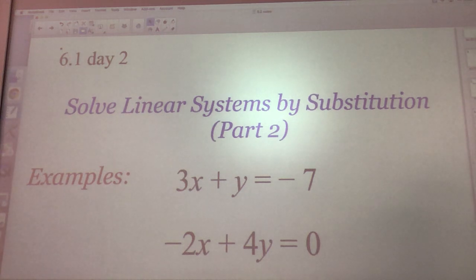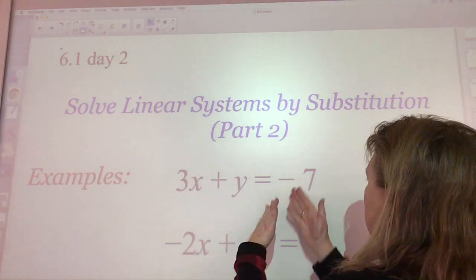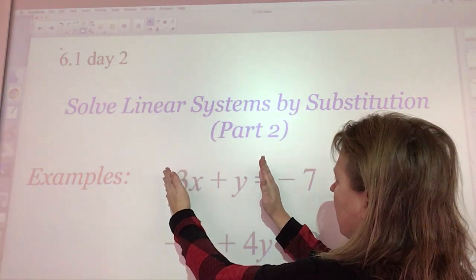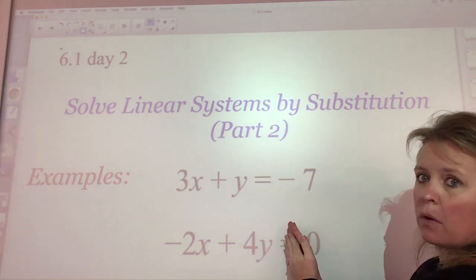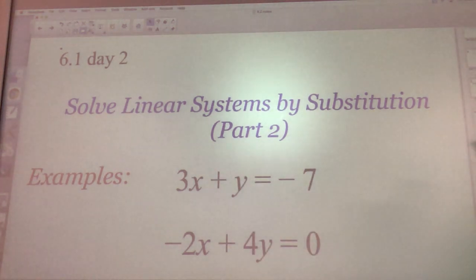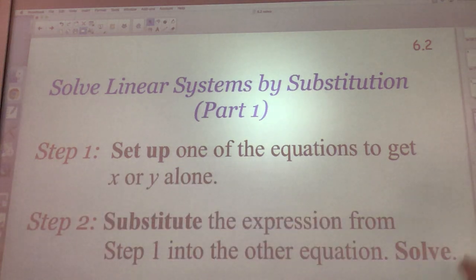Okay, why we have a second day of this is if you look at these two equations, neither one of them has a variable that's isolated. This has a 3x and a y on this side of the equation. This has a negative 2x and a plus 4y on this side of the equation. It isn't set up nice. Let me go back to the 3 steps. Step 1, step 2, step 3.